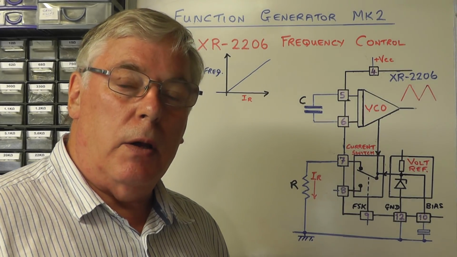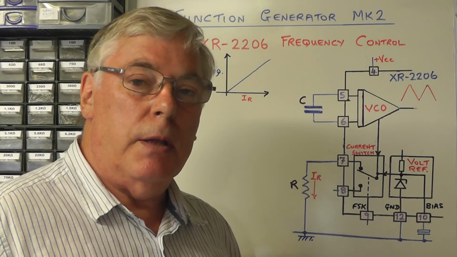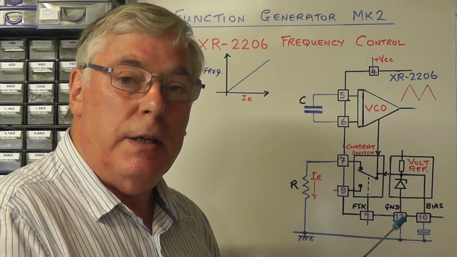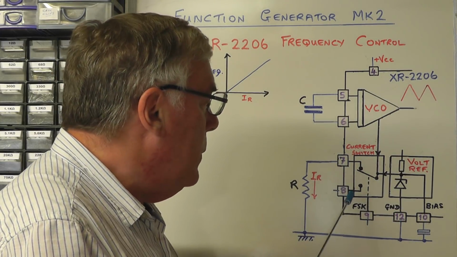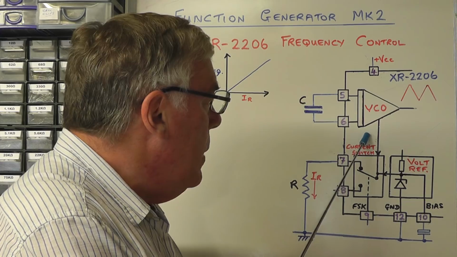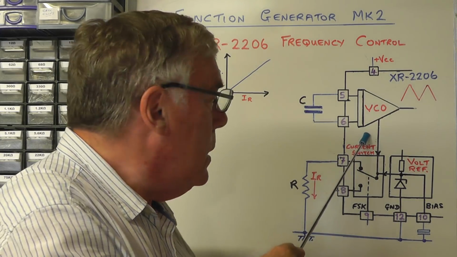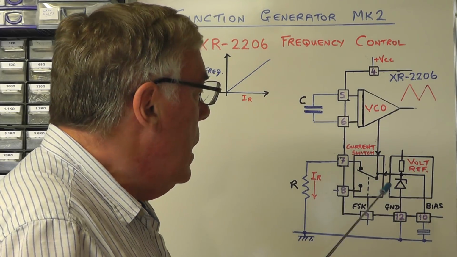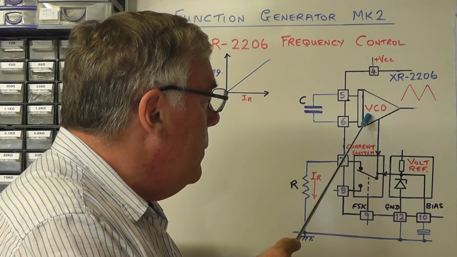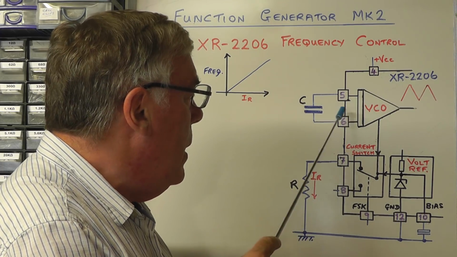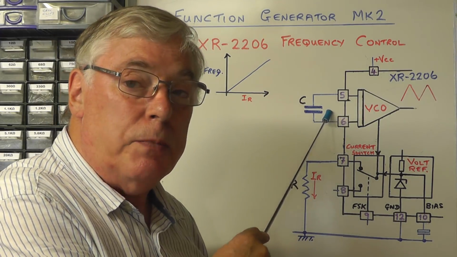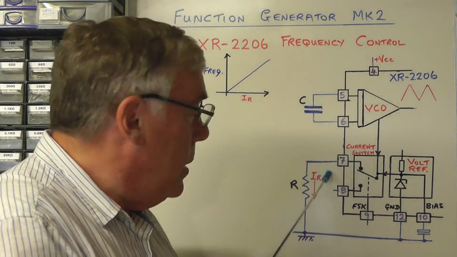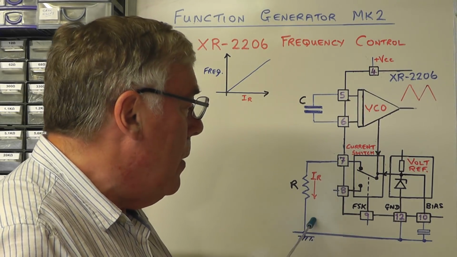Let's now have a quick look at the function generator IC we're using in the project today, the XR2206. And here you see a simplified block diagram of the internal workings of that IC. Internally we have a voltage control oscillator, we have a current switch, and we have a voltage reference source. The timing of the frequency of that oscillator is determined by a timing capacitor connected across pins 5 and 6 of the IC, and a timing resistor, in this situation here, connected between pin 7 and ground.